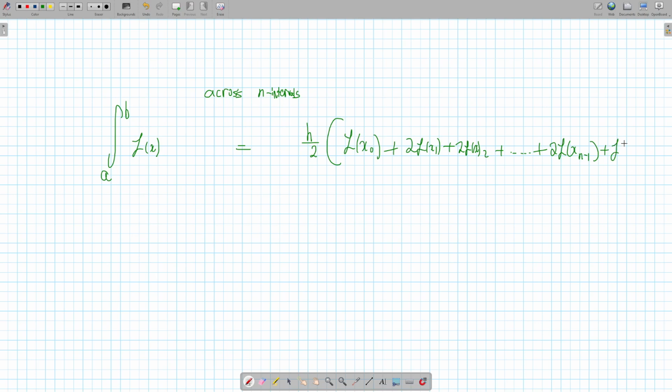And the last one, you don't multiply it by anything. F of xn would be your last one. It stays 1, and you close your bracket. So this is your formula for the trapezoid rule. Someone's going to ask, what's h? h is equal to b minus a divided by n.